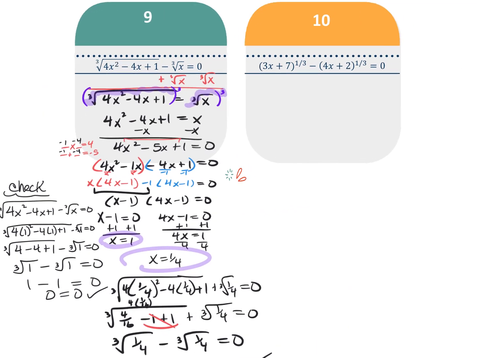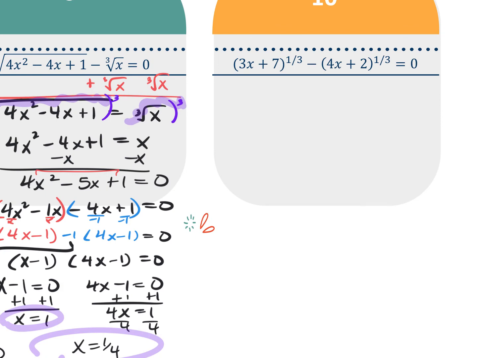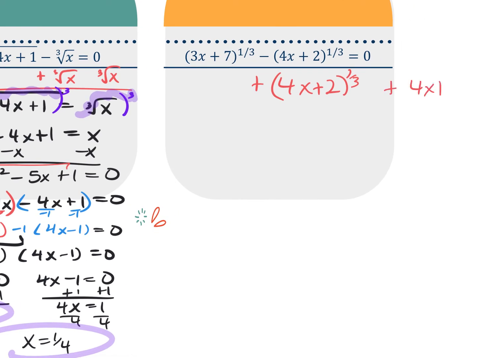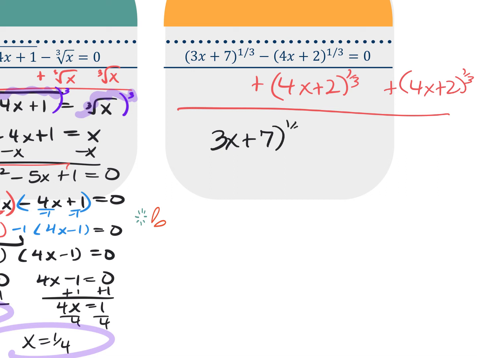Okay, so for number 10, notice this one's raised to a rational exponent. Really, the 1/3 power is the cube root here, but I'm just going to leave it with a fraction exponent, and I'm going to raise it to the reciprocal power. But I have to isolate first, so I'm going to add (4x plus 2) raised to the 1/3 power to both sides. So now I'm left with solving (3x plus 7) raised to the 1/3 power is equal to (4x plus 2) raised to the 1/3 power.